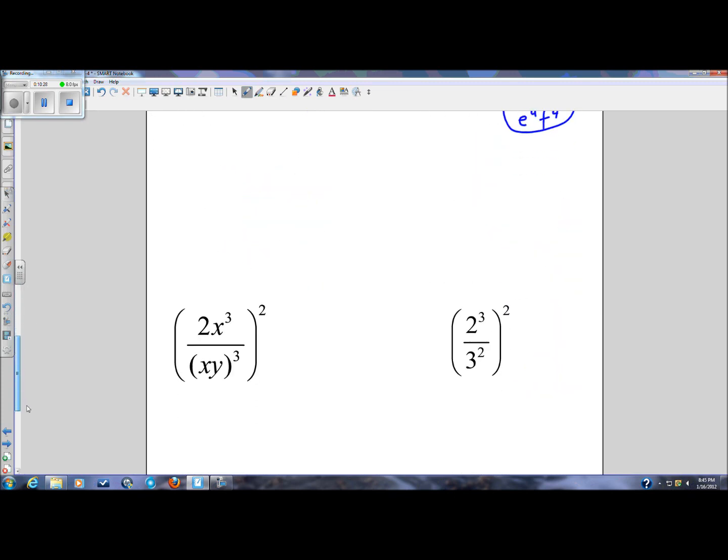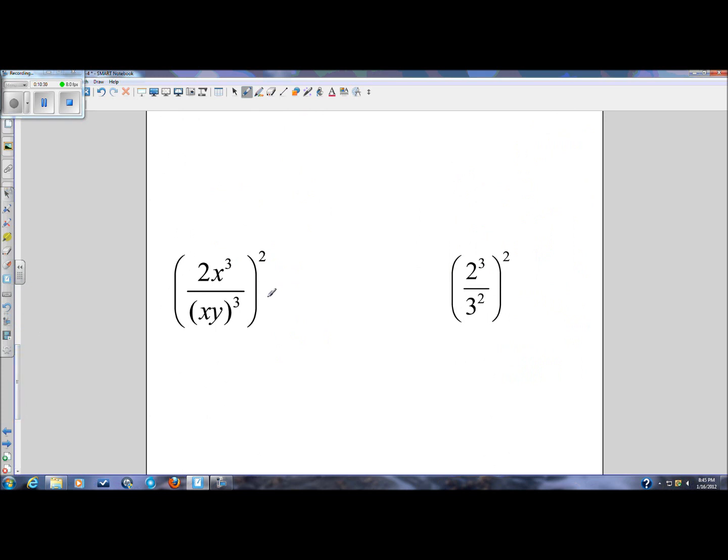Moving on, we have 2x to the 3rd over xy in parentheses cubed, all raised to the 2nd power. Let's simplify what is in the denominator first. xy all raised to the 3rd power means we have x cubed, y cubed. And our numerator is the same, 2x cubed, but this whole quantity is raised to the 2nd power. So let's go ahead and do that.